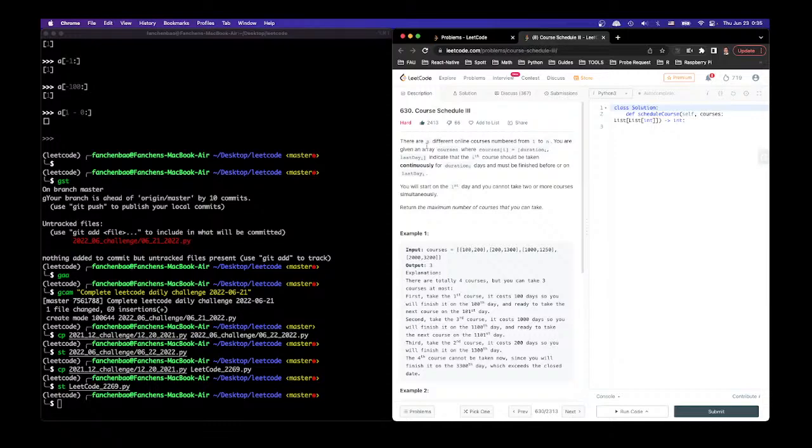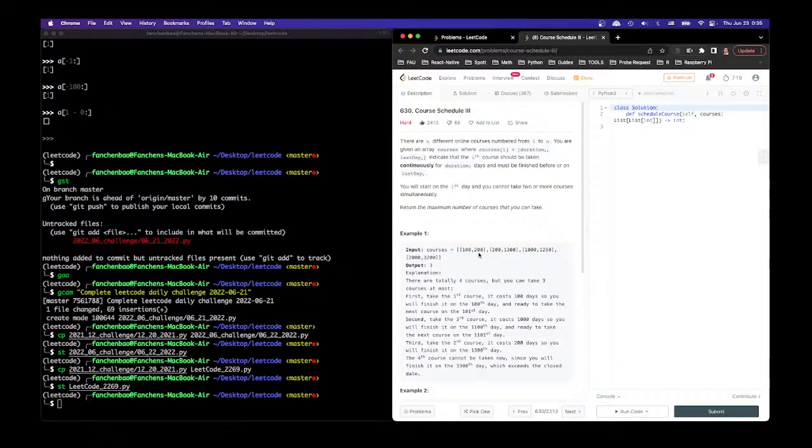Okay, so there are n different online courses, numbered 1 to n. You're given an array courses where courses[i] is the duration and the last day, indicating the ith course should be taken continuously for duration days and must be finished before or on the last day. It will start on the first day and you cannot take two or more courses simultaneously. Return the maximum number of courses you can take.